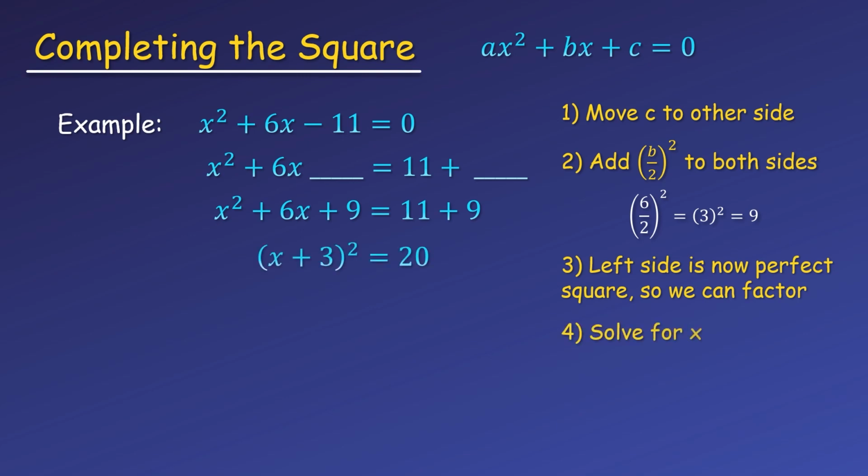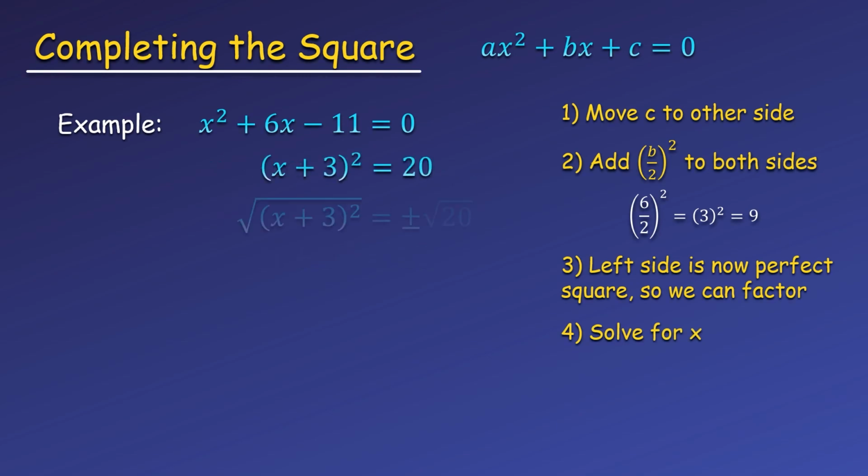Finally, we can solve for x. To do this, we'll take the square root of both sides. This will cancel our square on the left and give the square root of 20 on the right. And since squaring the positive square root of 20 or minus the square root of 20 will both give us a positive 20, we need to include the positive and negative roots. This is where we'll get our two solutions.